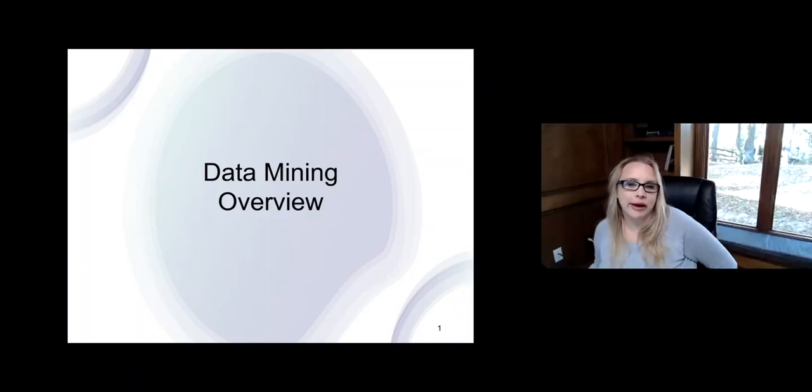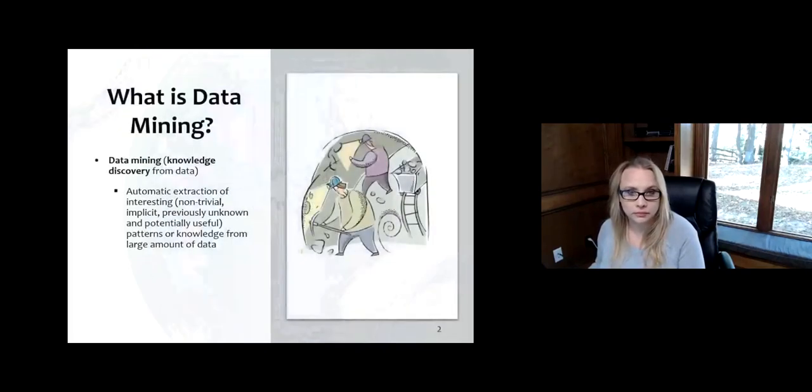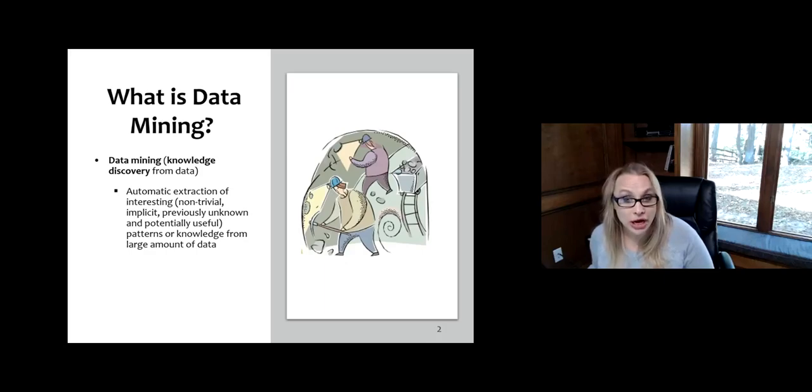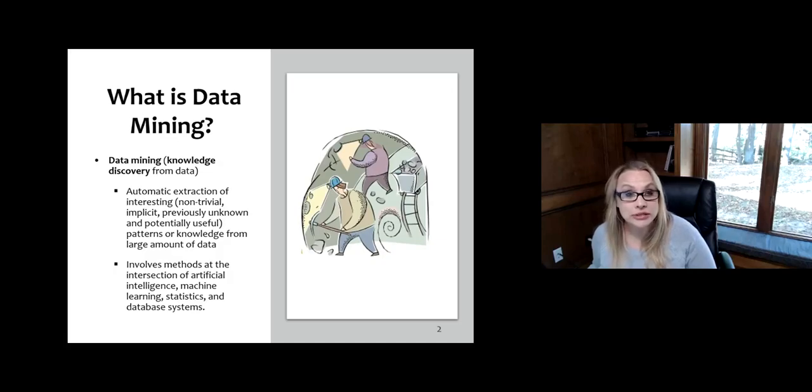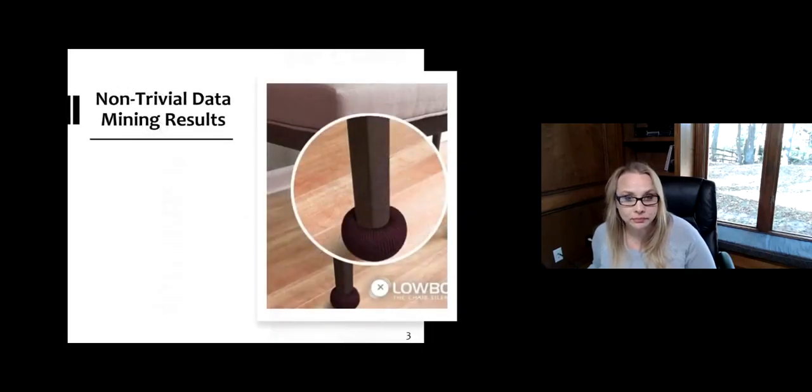Today I will be providing you with a brief overview of data mining. So let's start with a review of the definition for data mining. Data mining can be defined as the automatic extraction of interesting patterns or knowledge from large amounts of data. It involves methods that are at the intersection of artificial intelligence, machine learning, statistics, as well as database systems.